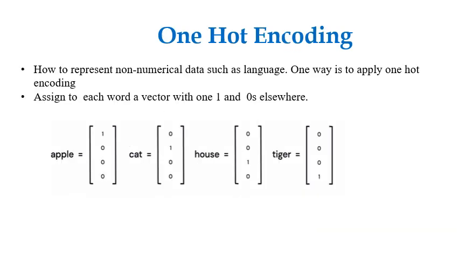The simple way to represent non-numerical data is to use one-hot encoding. Here I have chosen four different words. The diagram shows how these four words are encoded using one-hot encoding vectors. Apple equals 1 0 0 0 means the first cell is reserved for apple, the second cell is reserved for cat. If it is present, it will be 1, otherwise 0. This is how we represent data using one-hot encoding. But the drawback is that it occupies a larger volume of space.